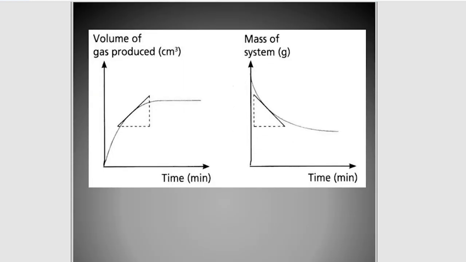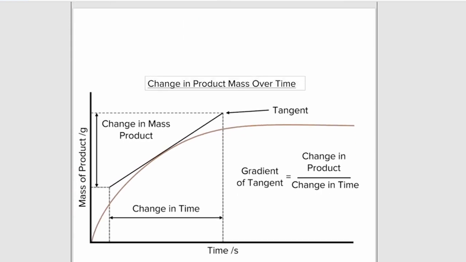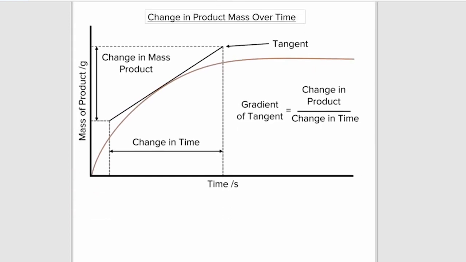In the exam they can ask you a question to draw a tangent to find the rate of reaction. So you can draw the tangent. For the change in product mass over time, you will measure the change in mass and the change in time, and then the gradient of the tangent will be calculated. Change in product divided by change in time, you will find the gradient of the tangent here.